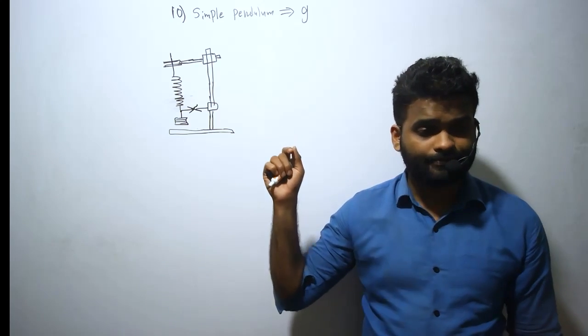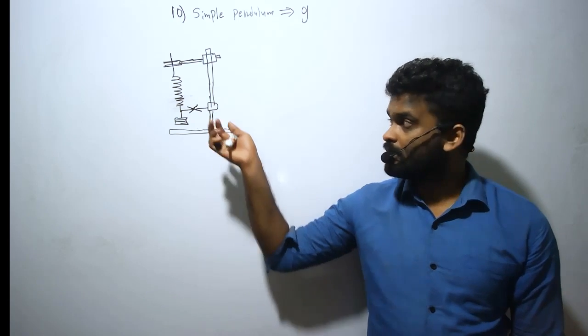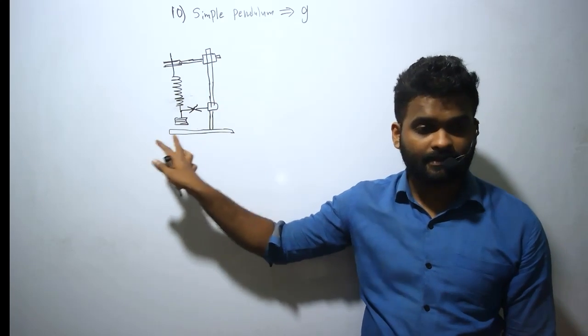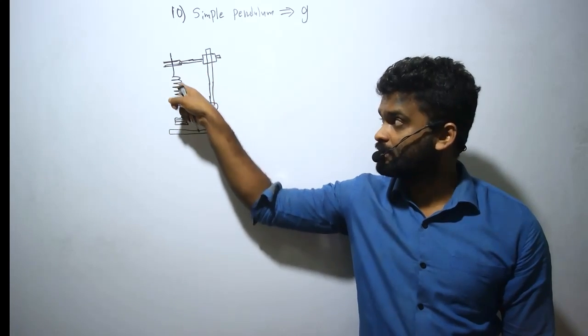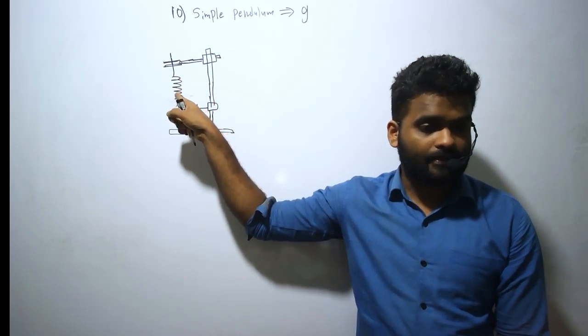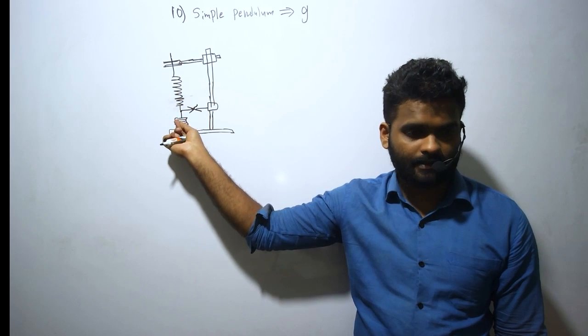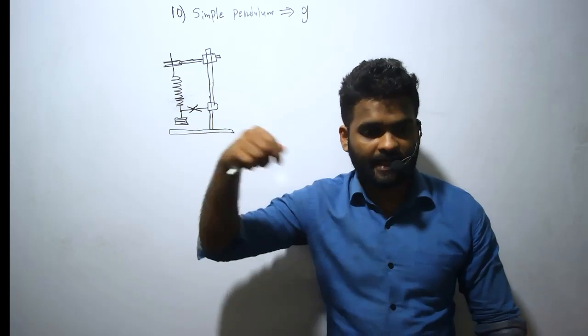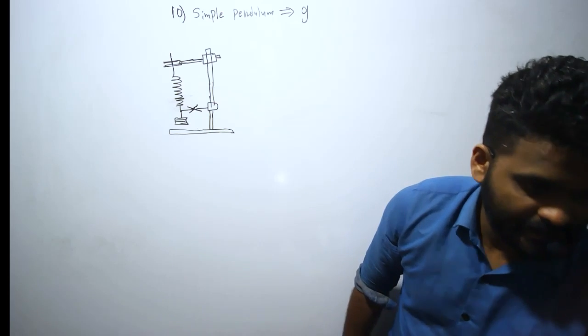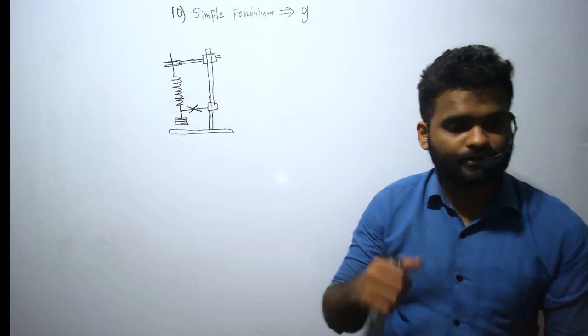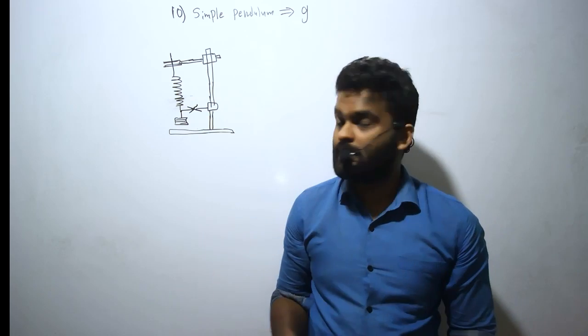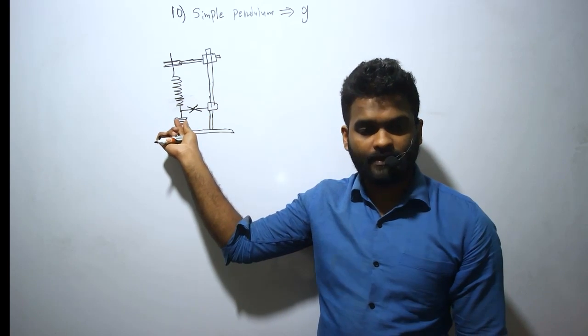So what do you do in this experiment? This is the stand. Then you hang a helix spring. Then you put some weights on this, and that spring is stretched, depending on these weights.